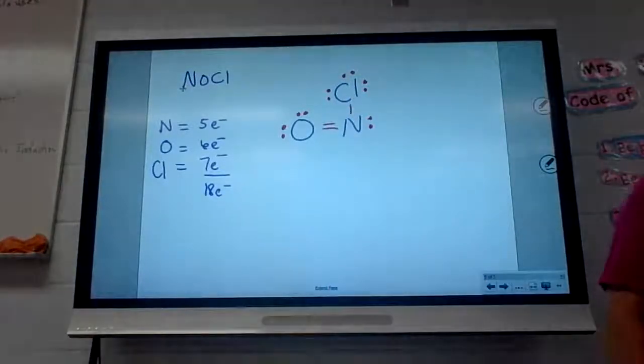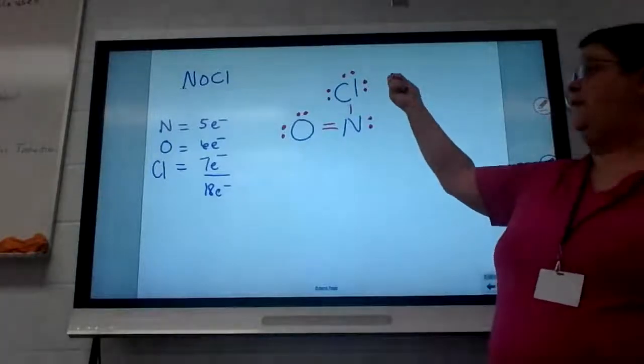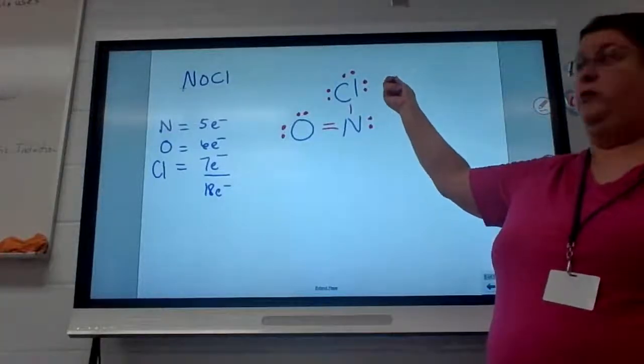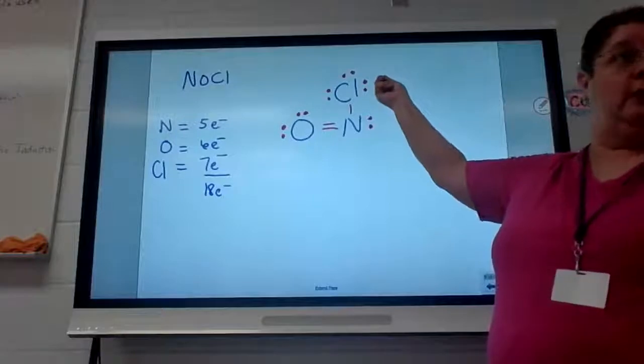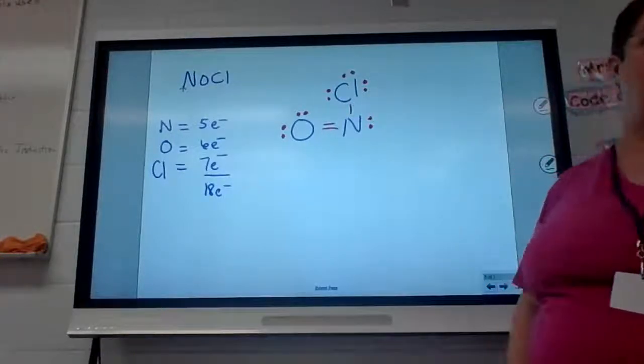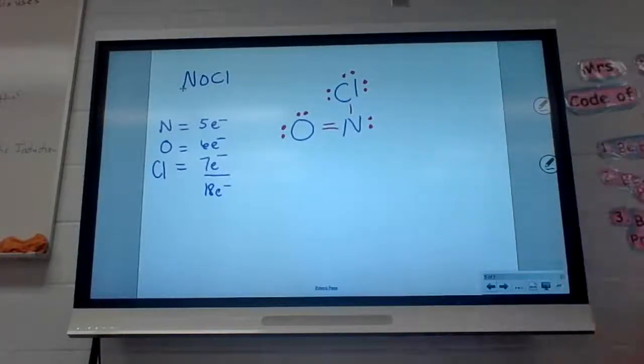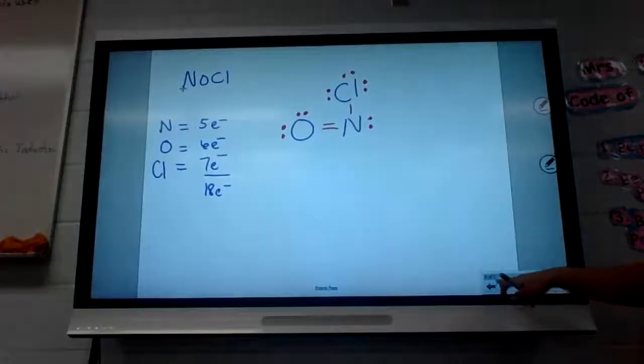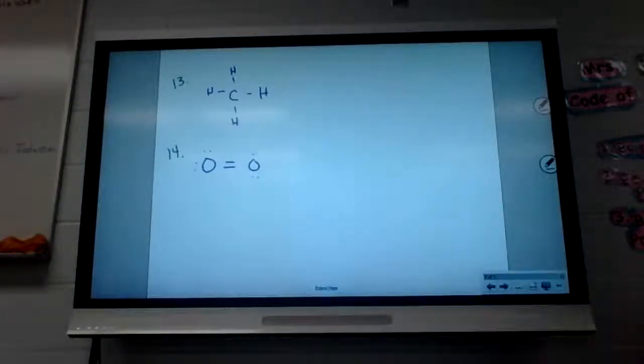Now, if you were the person who had this one only having 6, you were taking 2 off the N and putting it on this one in the middle. I just had only 6 on the O. Okay? All right, so last 2. All right, questions about anything on the homework? Yeah. All right, so now we're going to talk about geometries.